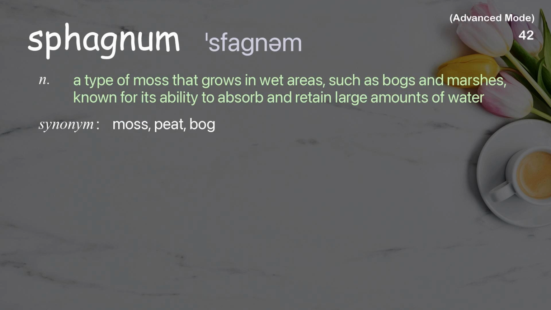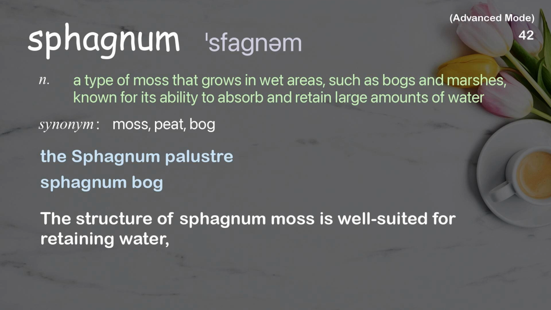Sphagnum. A type of moss that grows in wet areas, such as bogs and marshes, known for its ability to absorb and retain large amounts of water. Examples: The sphagnum palustre. Sphagnum bog. The structure of sphagnum moss is well suited for retaining water.